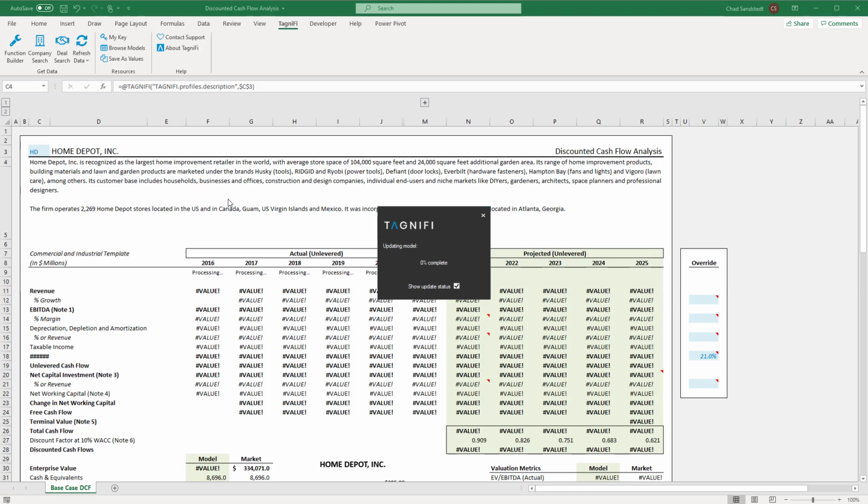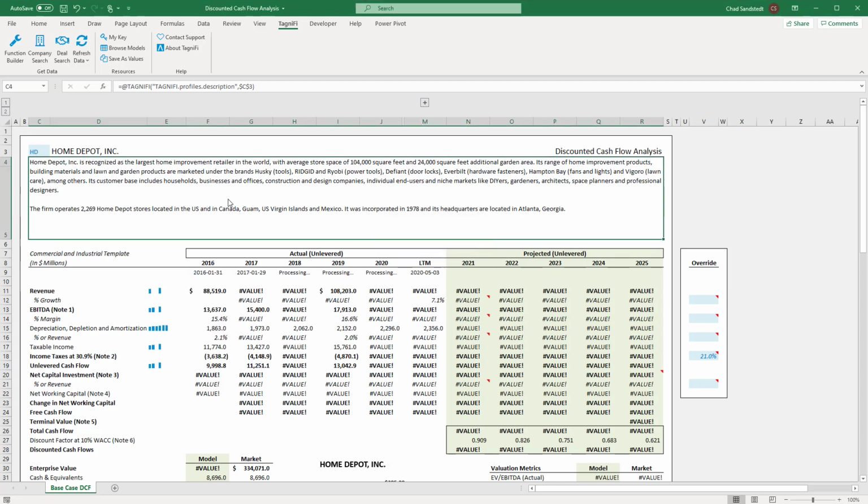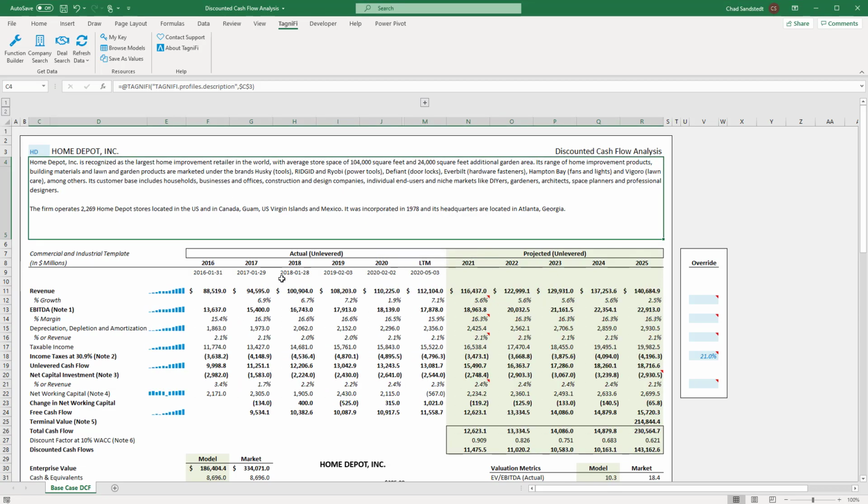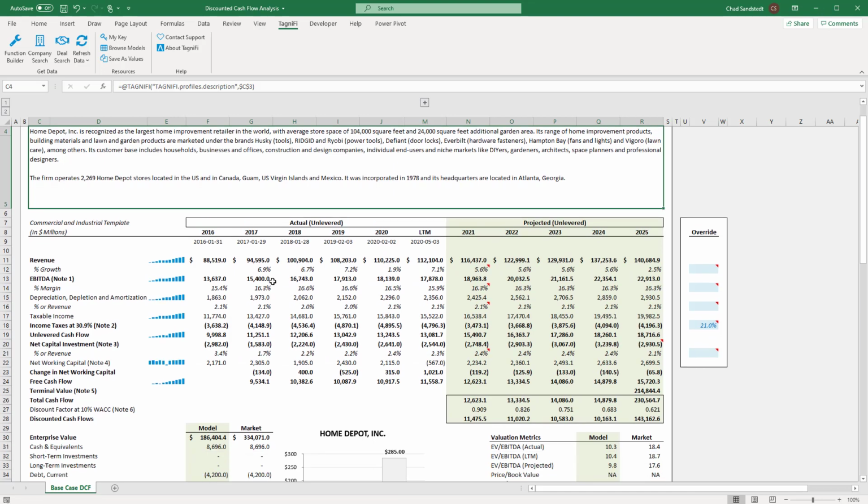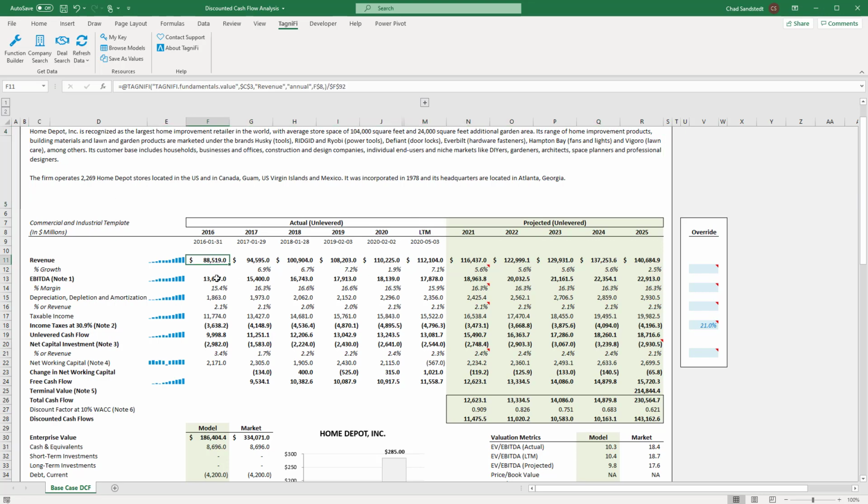What it's doing is pulling in 5 years of history, all of the historical data for a company. You can see we have Home Depot loaded as the company. It has 5 years of historical data as well as the latest 12 months data, everything down to free cash flow. So we have revenue, EBITDA, depreciation, taxable income, income taxes, and also working capital and capital expenditure. All that's used to derive a free cash flow number.